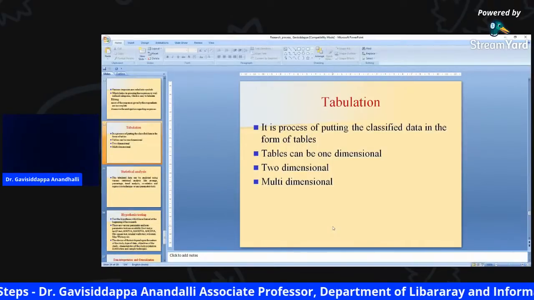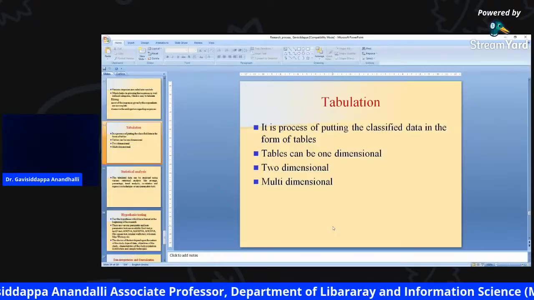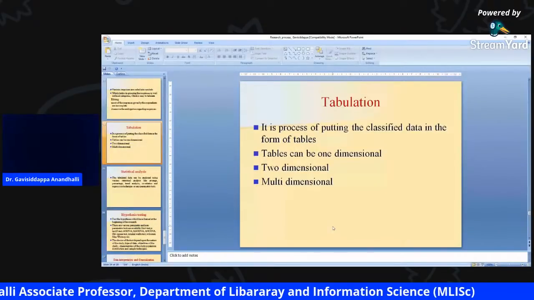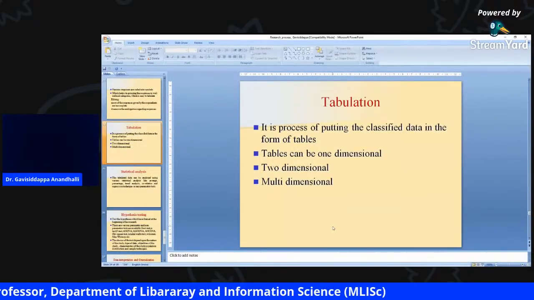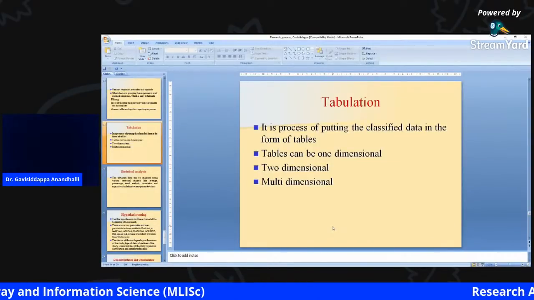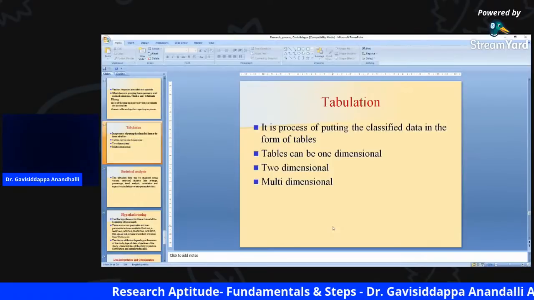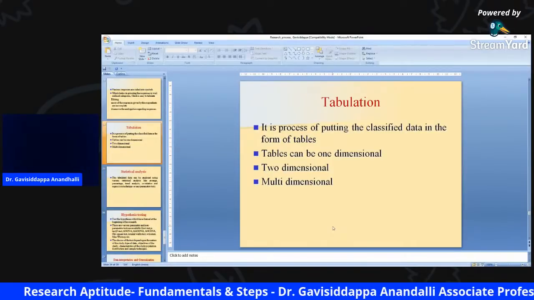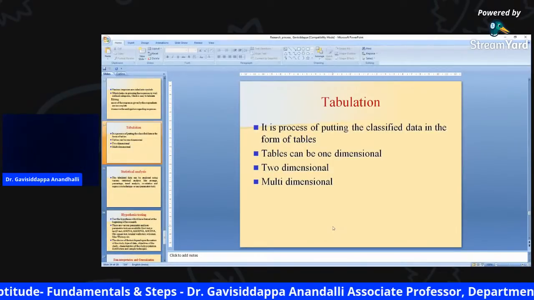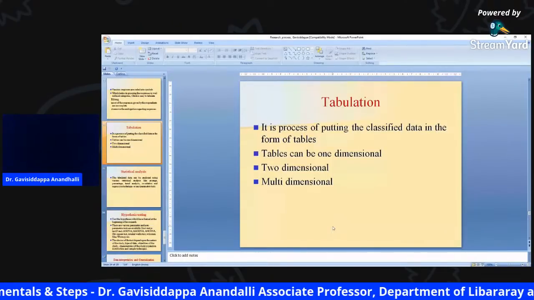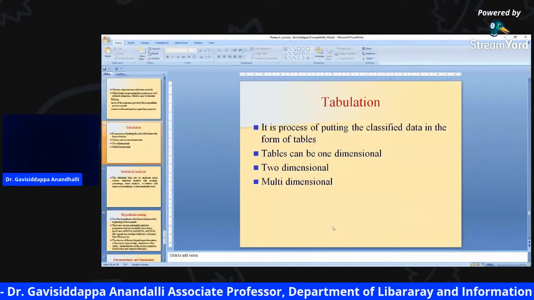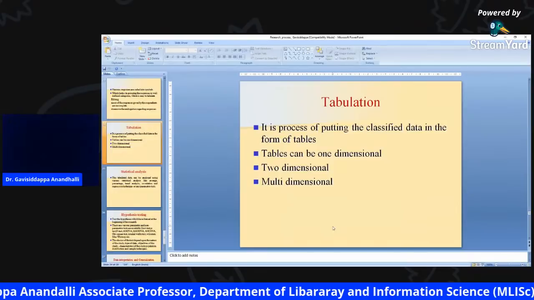Tabulation means earlier data is collected in the questionnaire form. It is raw data. It doesn't give any sense or any meaning, and you cannot draw any findings out of it. What you have to do is convert it into the numerical form. In the table form, you convert it. It is a process of putting the classified data in the form of a table. Okay, the data has to be converted into the tabulation form.